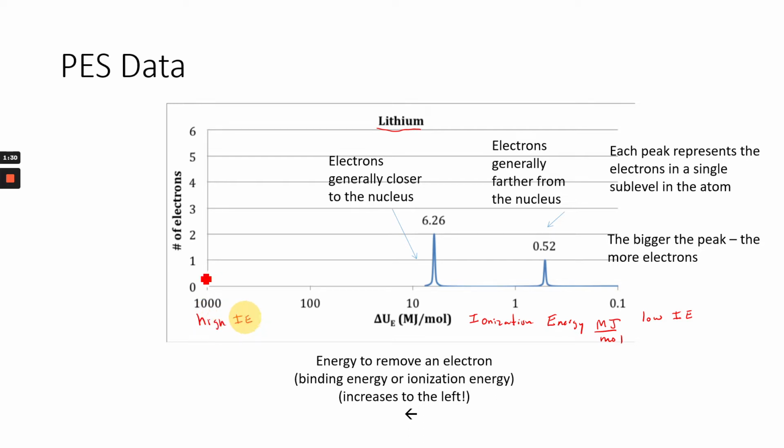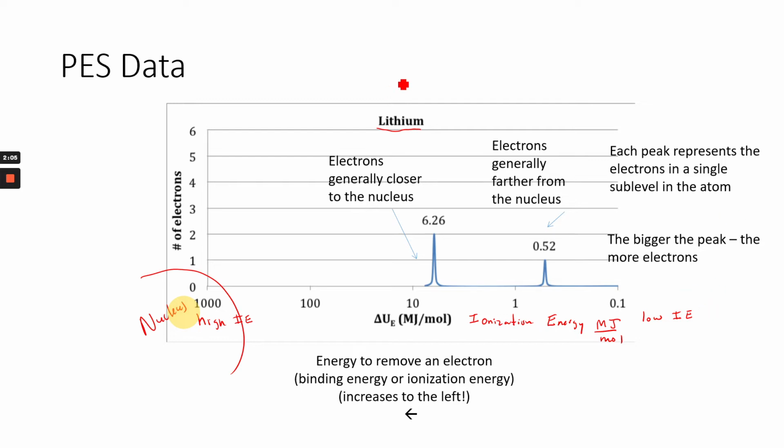So think of your nucleus. If you were drawing your atom, think of your nucleus here. The electrons that are closer to the nucleus are going to need a higher ionization energy to remove them because they feel a greater force of attraction. The ones that are further away will need a lower ionization energy. So electrons generally further away from the nucleus are more to the right at a lower ionization energy. Each peak represents an electron in a sublevel of the atom. The bigger the peak, the more electrons.